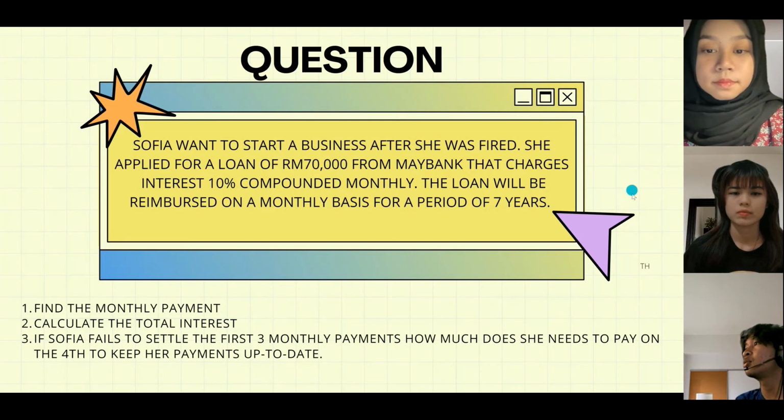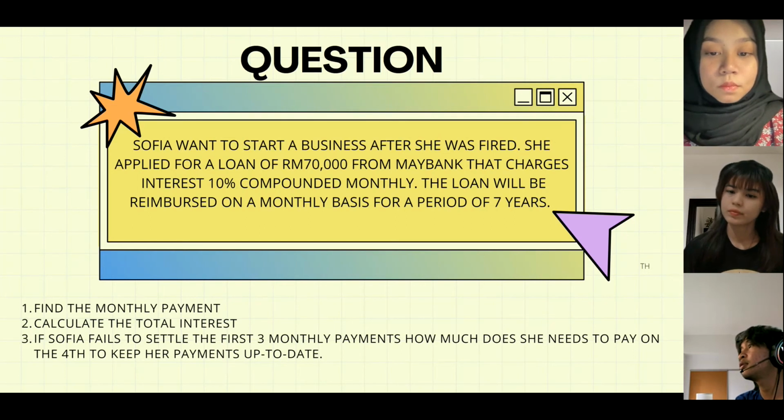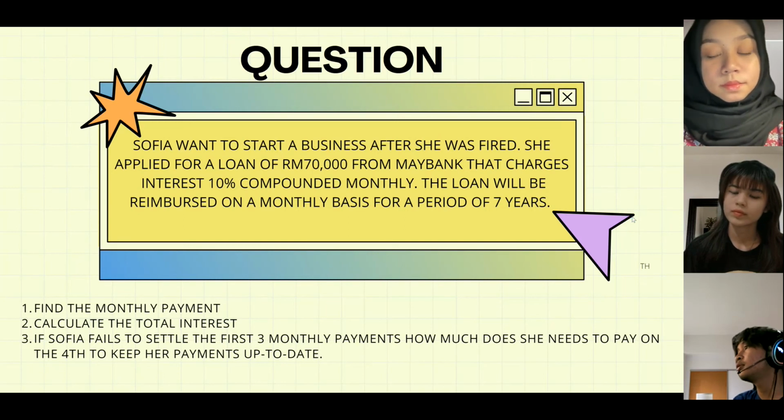So the question is number one, find the monthly payment. Number two, calculate the total interest. And number three, if Sophia failed to settle the first 3 monthly payments, how much does she need to pay to keep her payments up to date?